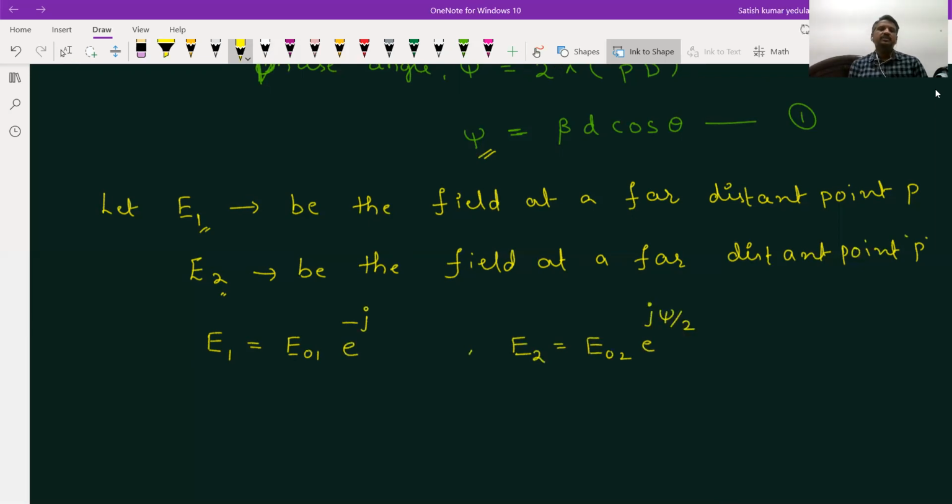But from the title, there is a phase difference of 180 degrees between each other. That 180 degree phase difference should be shown here. So that is E power minus j, one minute.